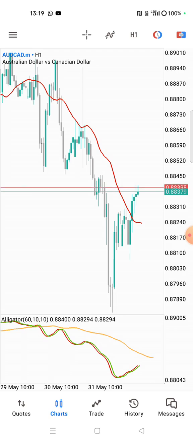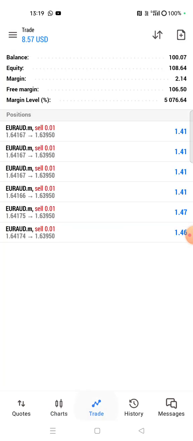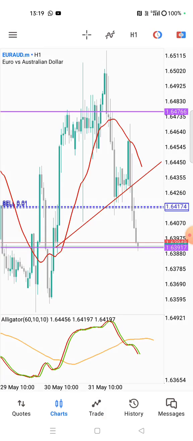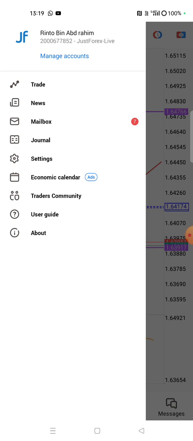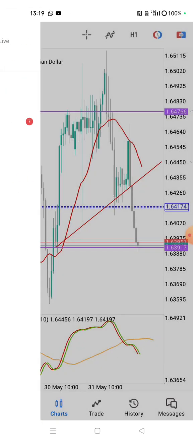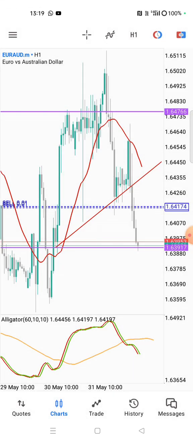Okay, so where do I go? Okay, I have actually taken one trade earlier. This is a live one. As you can see, it's a live account. It's not any demo account. I'm using just markets live. This is what I've been trading this morning. Okay, why I entered here?